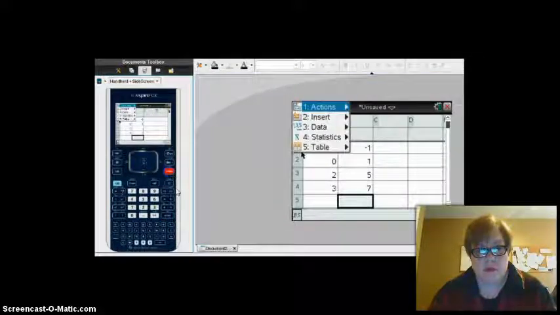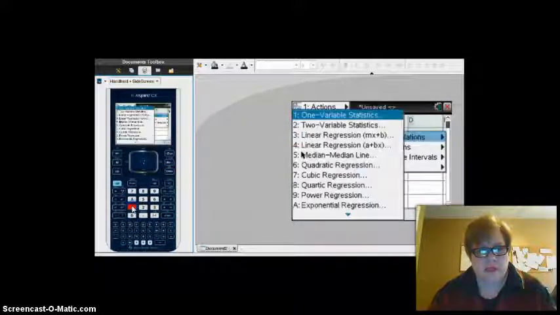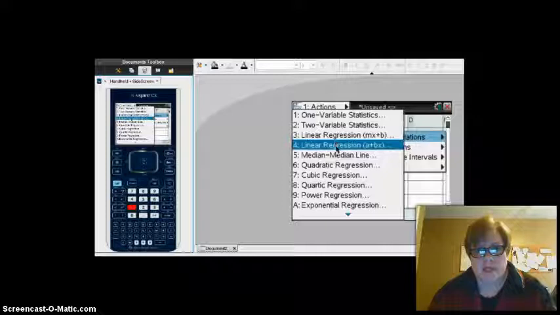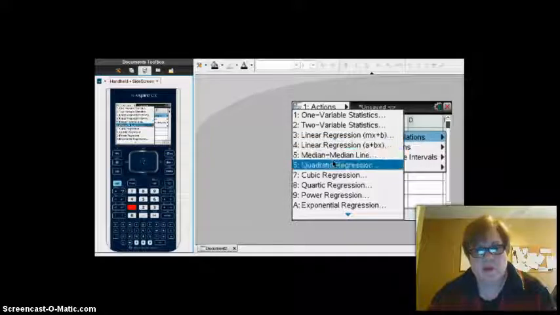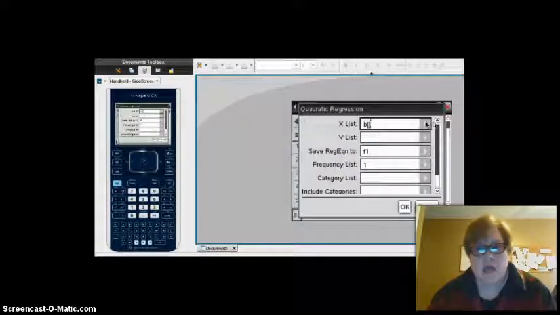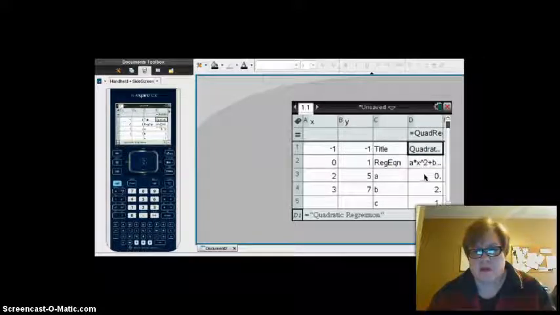Okay, so once we have our values in, now what do we do with those? We press the menu key. We choose 4 for statistics. We choose 1 for calculations, and then we have all of these lovely choices here. Now usually we talk about lines, but if you look at your answer choices, one of them is not a line. It's got the little x squared on it, which means it could be quadratic. So we're going to choose 6 because 6 will give us the right stuff for either a line or a quadratic. So when this comes up, we want our x's to be in the x list, our y's to be in the y list, and that's really all we have to tell the calculator at that point, and we just say okay.